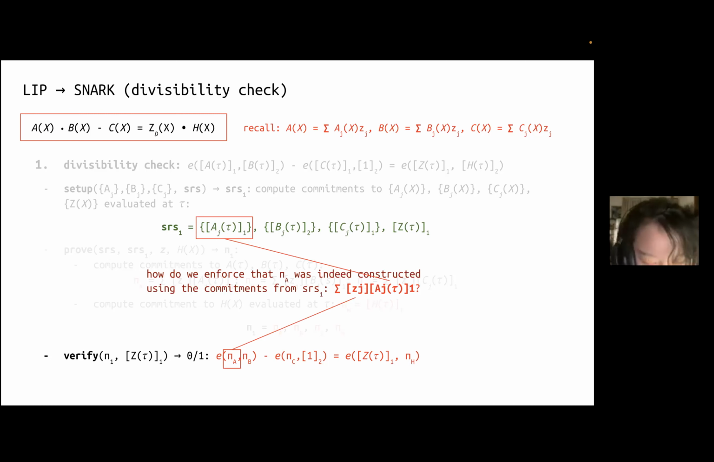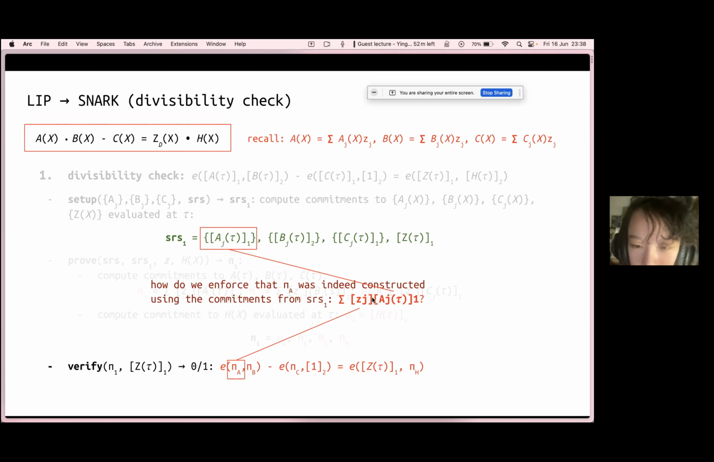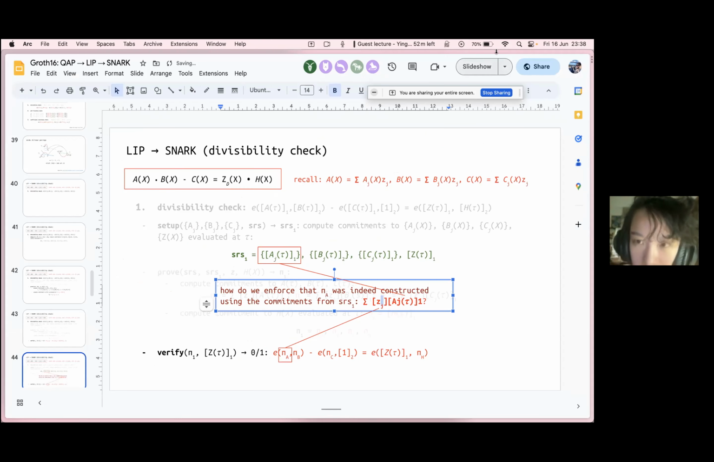Now, okay. Now we're gonna go into the two additional checks that were introduced, and how we're gonna motivate it is by asking this question. Given some pi A from the prover, this is just a group element. How does the verifier enforce that pi A was indeed constructed as a linear combination of the AJ column commitments? Because this is just a group element. The verifier doesn't know the ZJs. So they can't do the linear combination on their own.